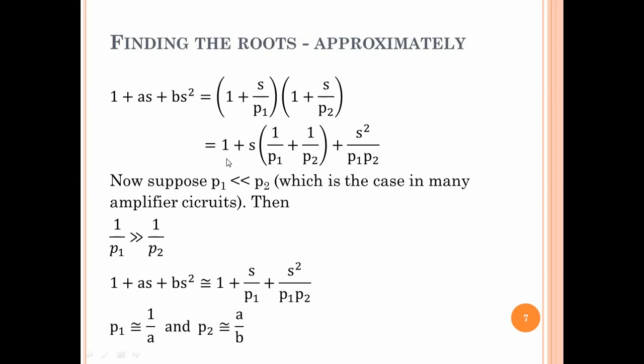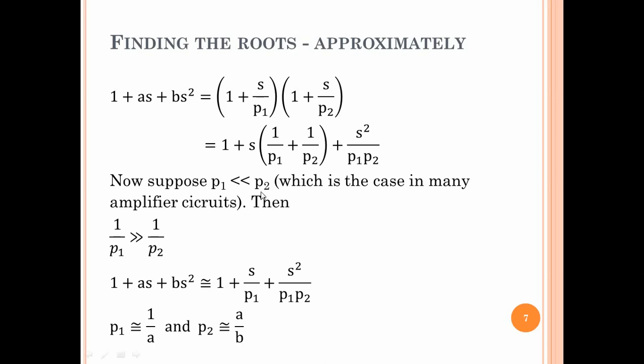And if we expand this out, we'll get 1 plus s into 1 by p1 plus 1 by p2 plus s squared by p1 p2. Now, suppose we assume that the pole frequencies are what is called spread far apart. That means P1 is much less than P2 in value, and this is the case in a large number of amplifier circuits, which is why this approximation is possible.